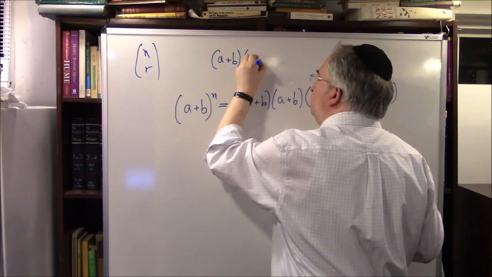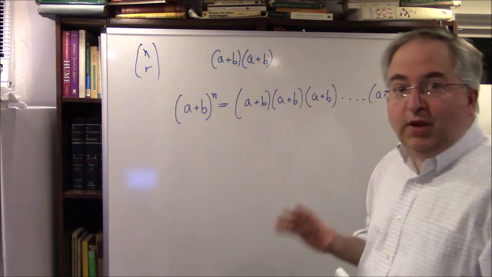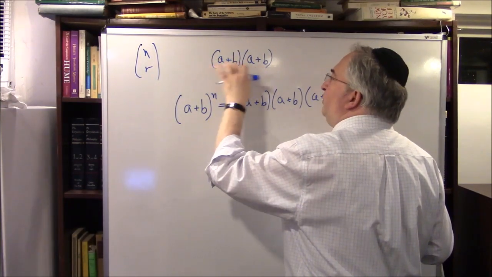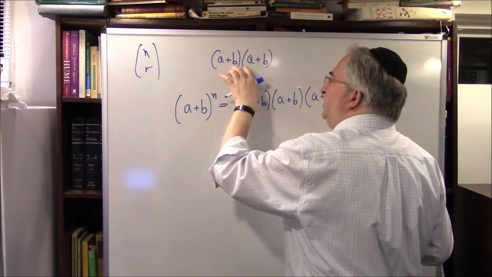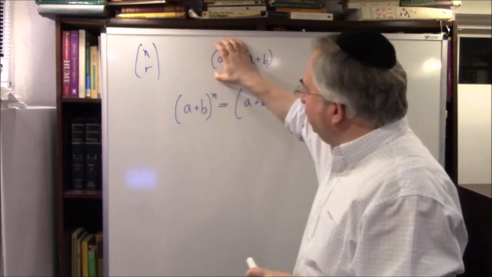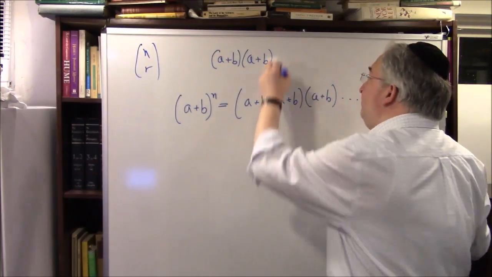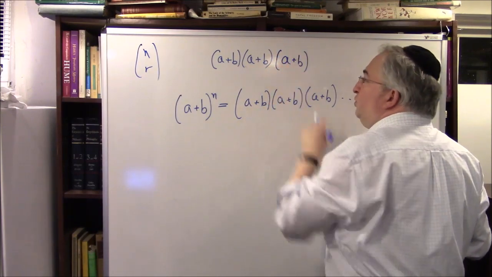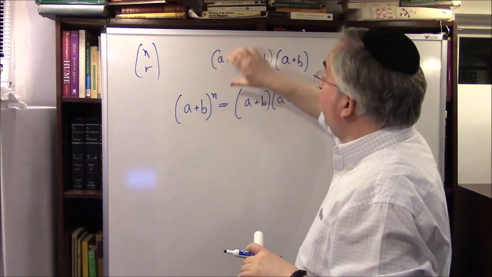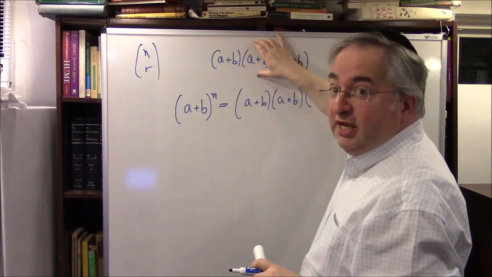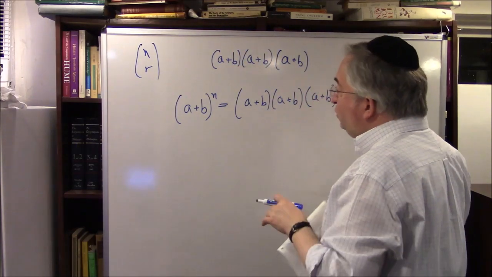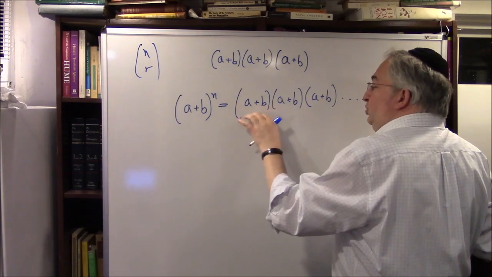When I'm multiplying this out, you're familiar with what happens when I multiply out two of them. In 9th grade you learned about FOIL: first, outer, inner, last. But what you're really doing is multiplying everything in here times everything in here. When you have three of them, you're doing the same thing. Every one of these is multiplied by every one of these, and the result of that is multiplied by every one of these.